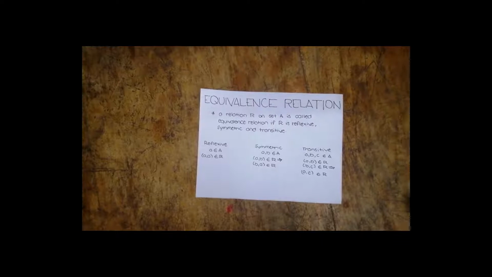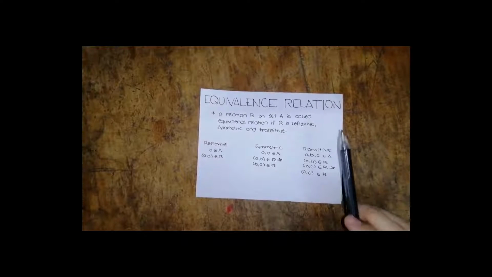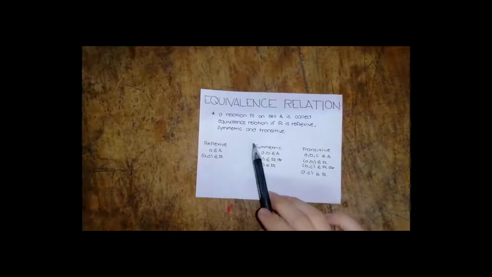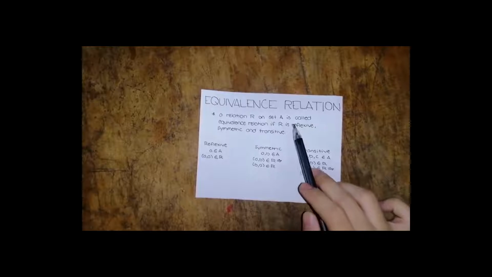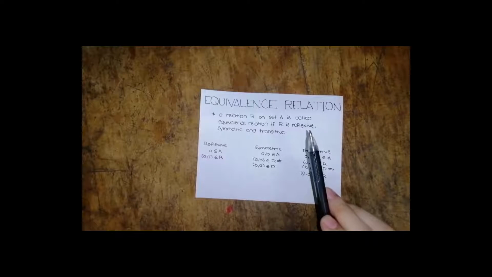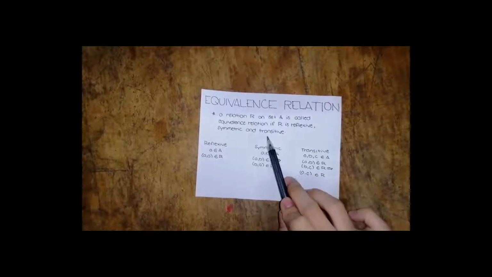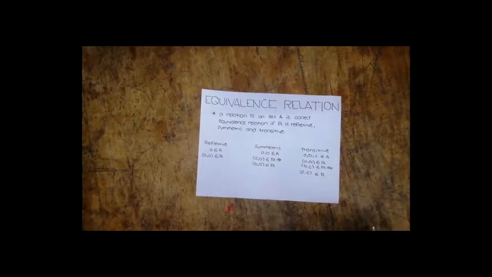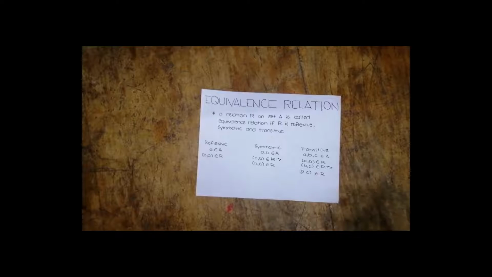The other topic that we will be discussing is all about equivalence relation. Equivalence relation is defined as a relation R on set A is called equivalence relation if the relation is reflexive, symmetric, and transitive. In other words, we can only define a relation equivalence when it is reflexive, symmetric, and transitive.